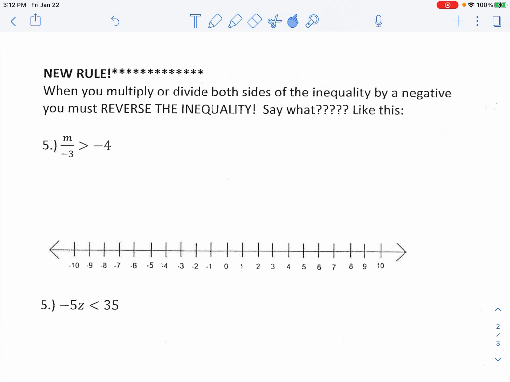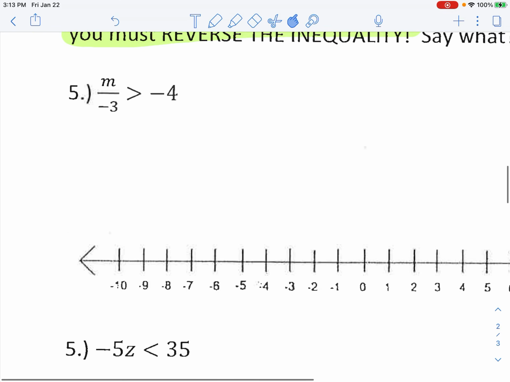New rule. When you multiply or divide both sides of the inequality by a negative, you must reverse the inequality. Say what? Like this. When you multiply or divide both sides of the inequality by a negative, you must reverse the inequality. So watch carefully on number 5.